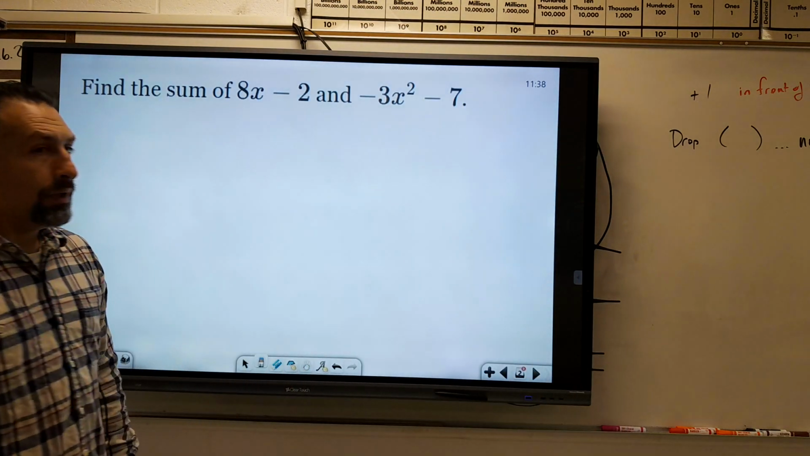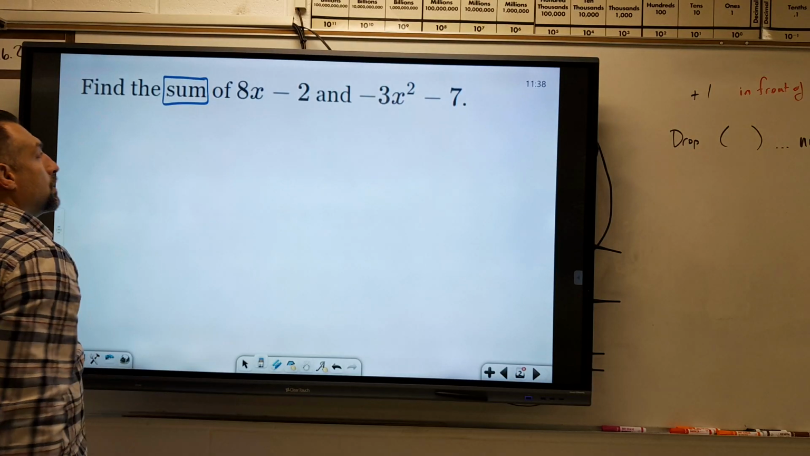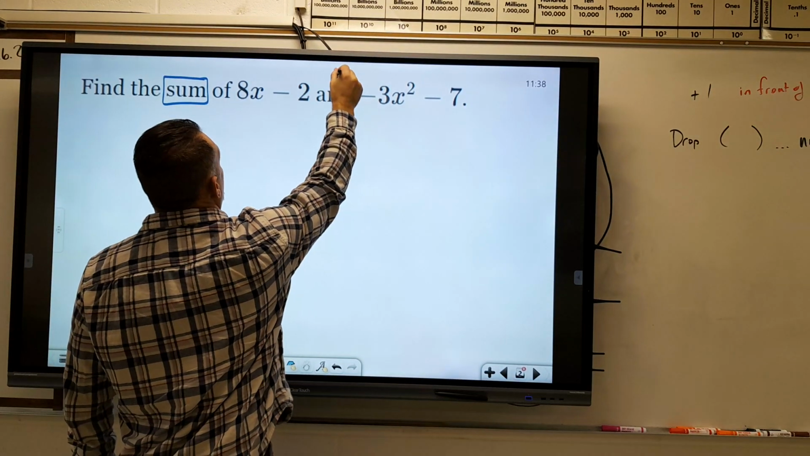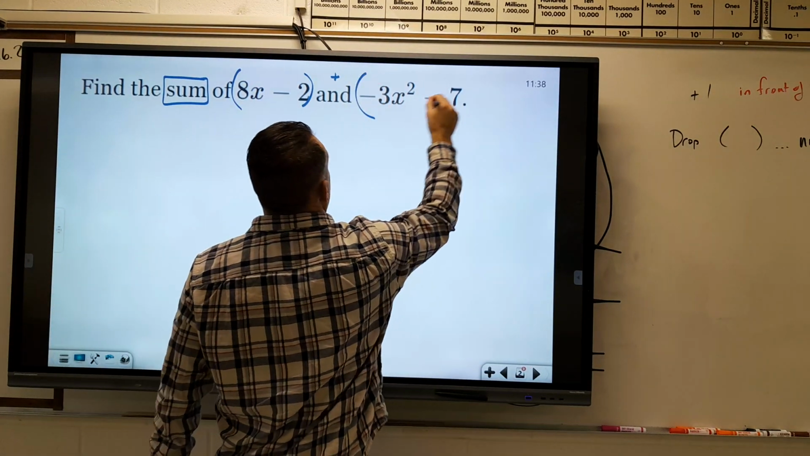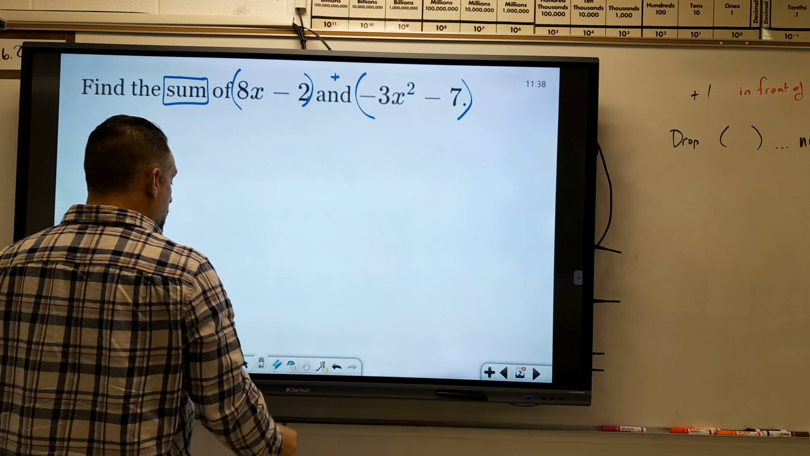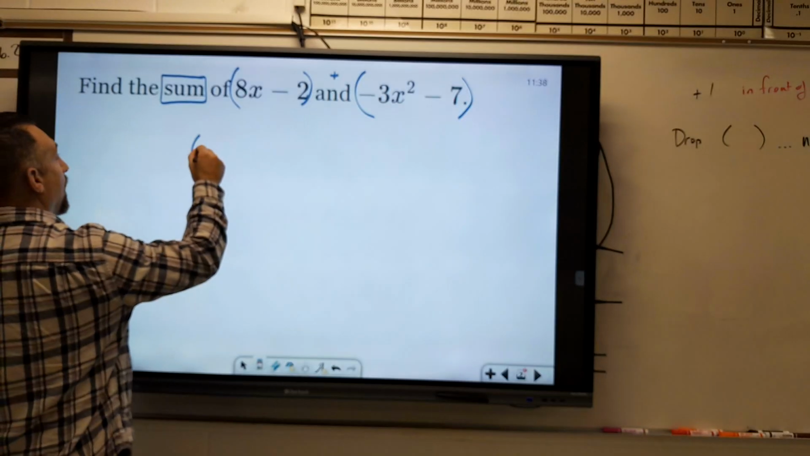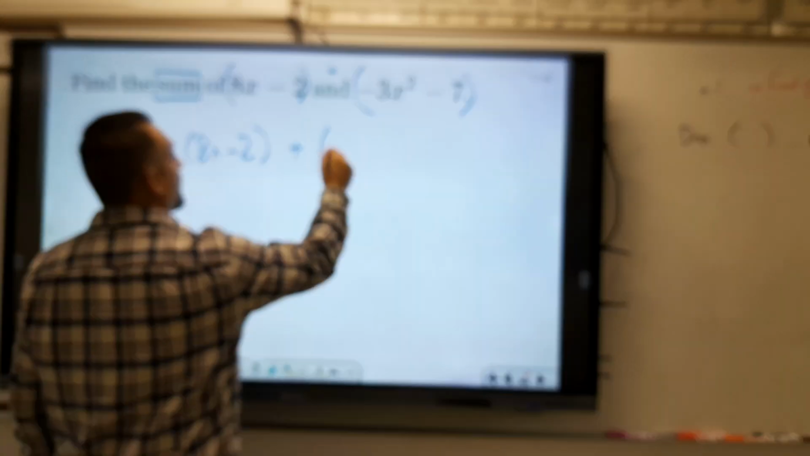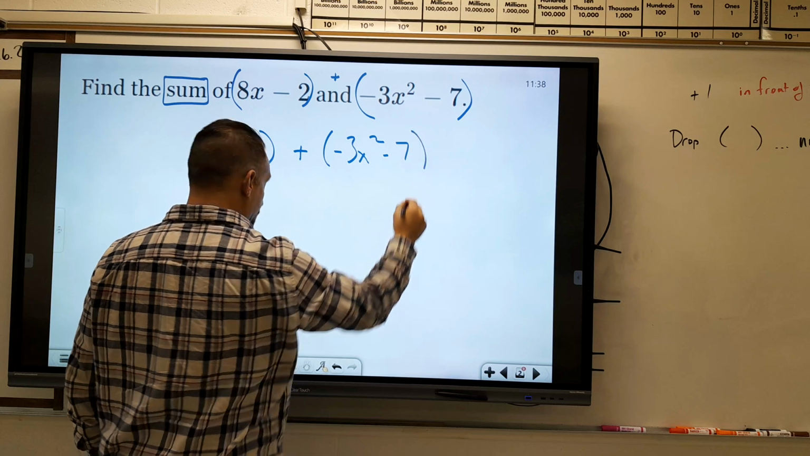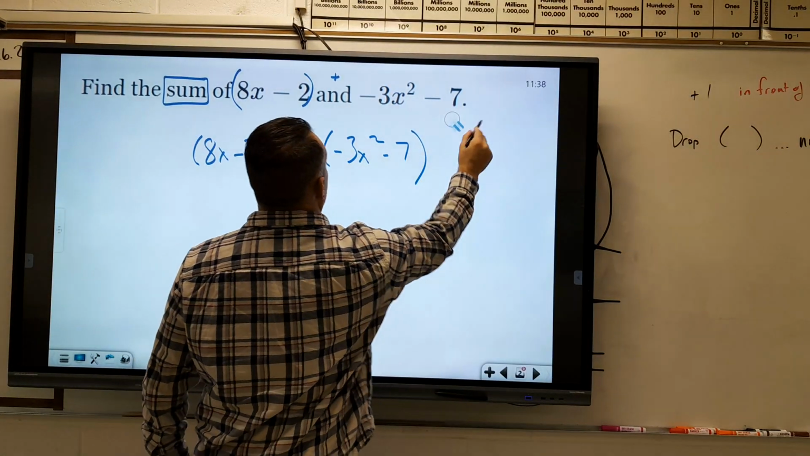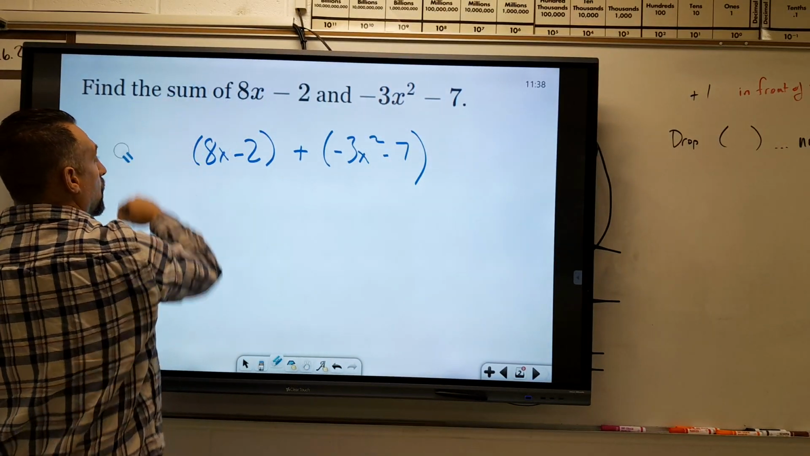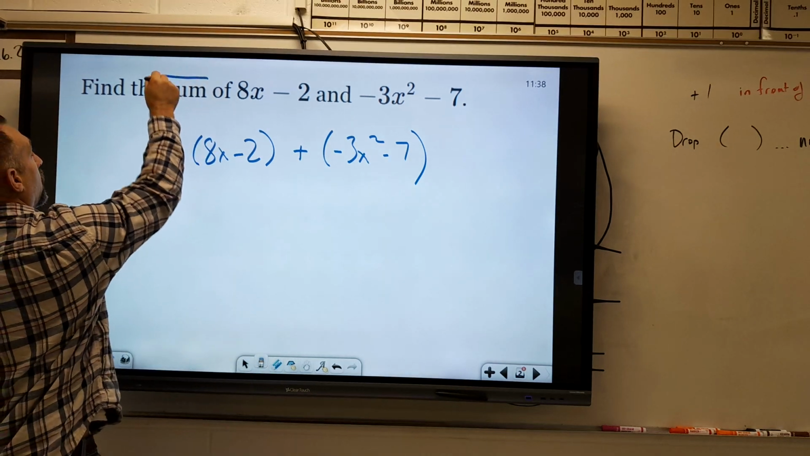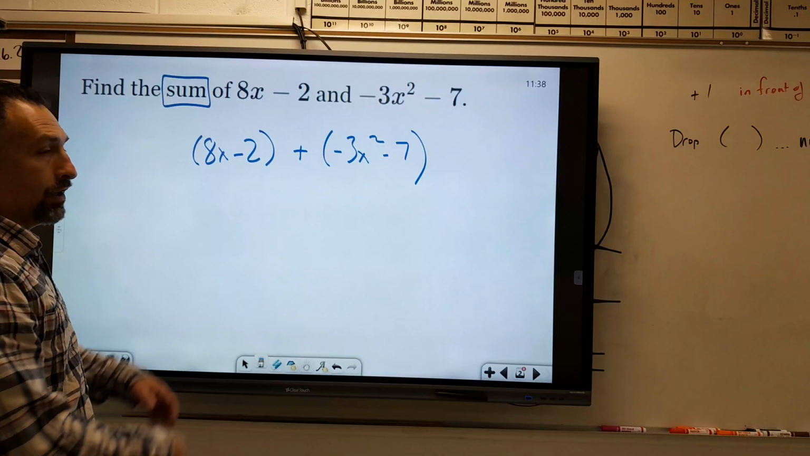All right, and this is basically the same question, except the question style says the word sum. So we're going to add this polynomial with this one. It'll just come to them in a word form. So they have to understand it's really a problem like this: 8x minus 2 plus -3x squared minus 7, even though the format it originally appears in is just these words. And the key word there will be sum. And again, they could just drop the parentheses.